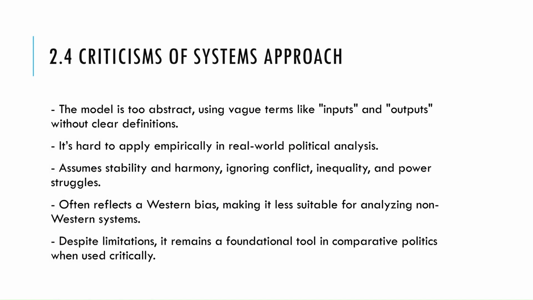While the systems approach has been influential in political science, it has also faced several important criticisms. The first major critique is that the model is too abstract. It uses generalized terms like inputs and outputs without clearly defining them in measurable ways. Because of this, it becomes difficult to apply the model empirically in real-world political analysis.